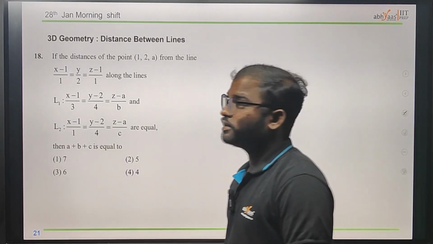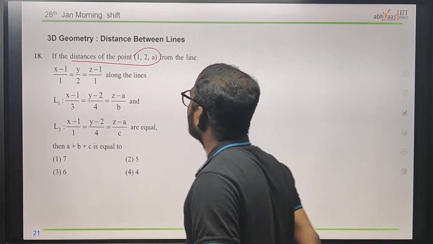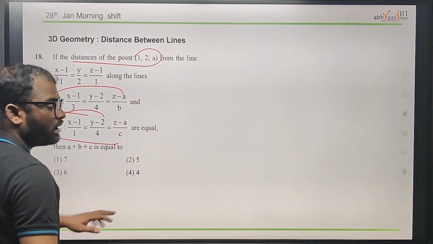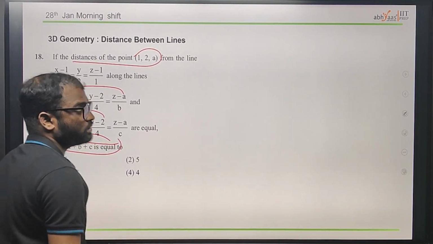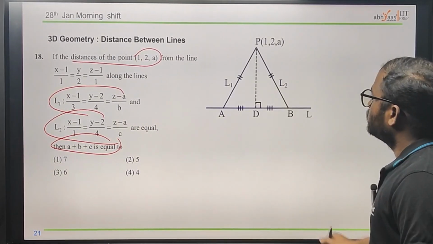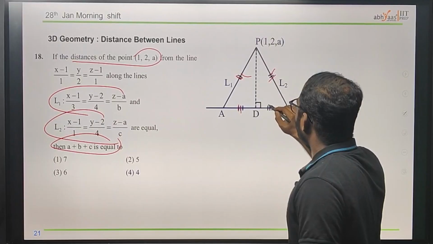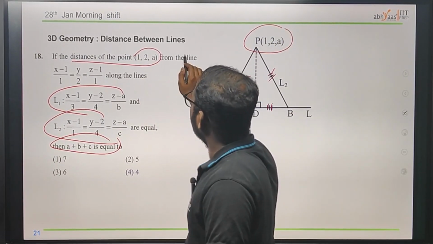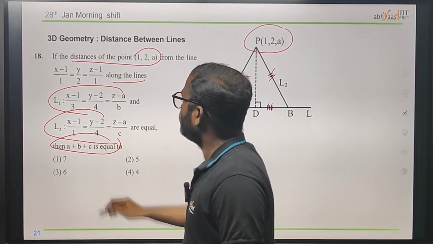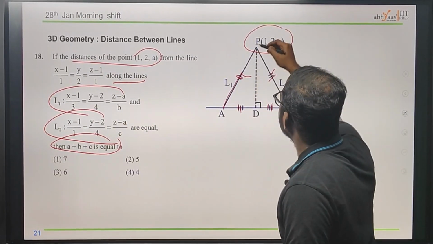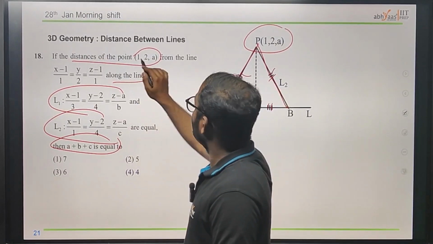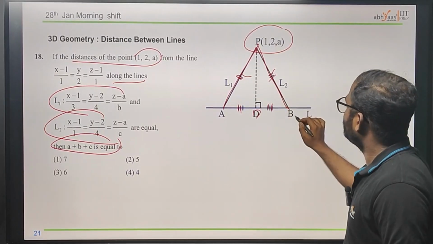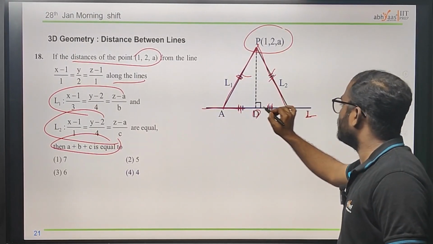Next question, on the basis of 3D geometry: the distances of the point (1, 2, A) from the lines L1 and L2 are equal. Then what is the value of A plus B plus C? See here, these lines are equal in distance from the point. Now we have the points C, D and B, and this is the line L.